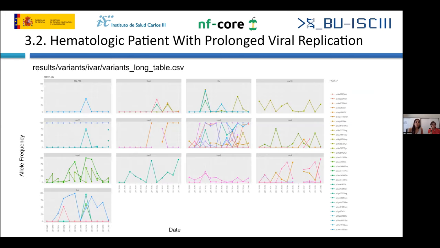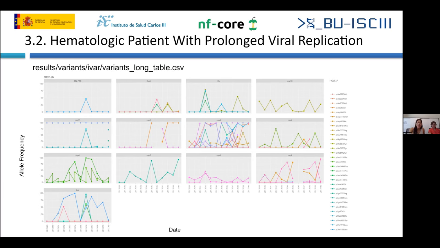Something interesting is that we used the long variant table that Sara explained to you to create these plots, where we selected the low frequency variants to see how they were changing over time in this patient. We have on the x-axis the date of sample collection, and on the y-axis, the allele frequency. Each line and dot represents one variant in the sample. When no dot is shown, that position didn't have enough coverage in the sample.